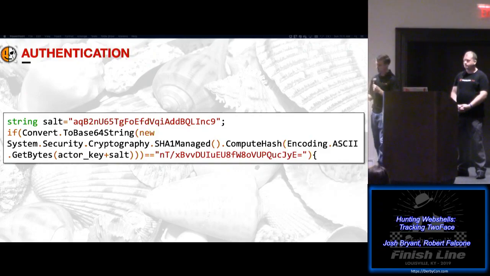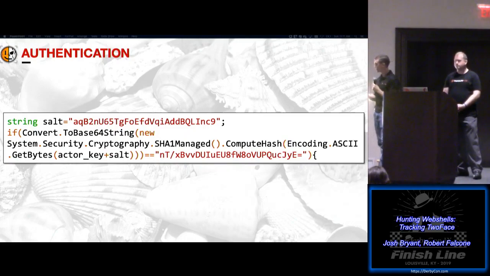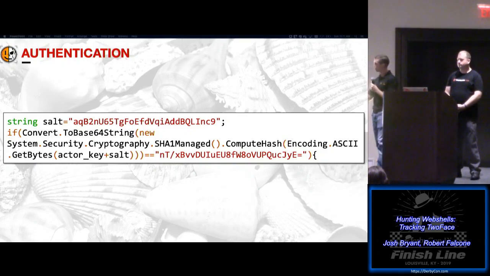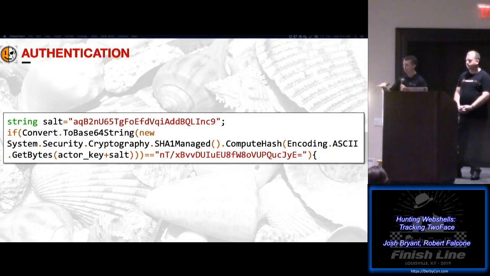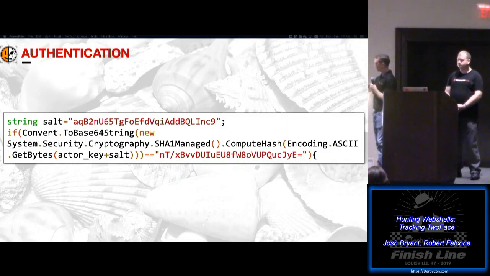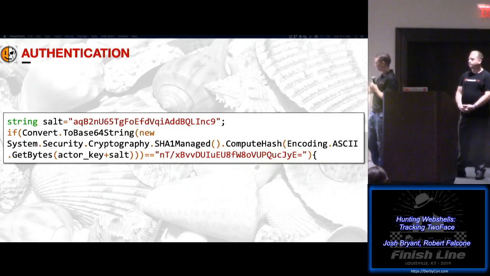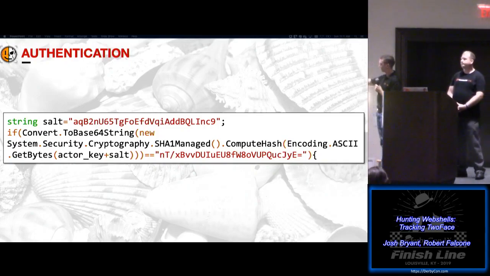In addition to that, they started taking the same idea of bringing in some authentication to this process, where instead of just taking the actor-supplied key, creating a key and using that to decrypt it, they would actually check to see if that key was legit before they did that. And this is how they did it. They had a salt, just like in the other TwoFace loader, which they'd append to the key provided by the actor. They do a SHA-1 of it, then they base64 encode it, and then check it against that hard-coded string.